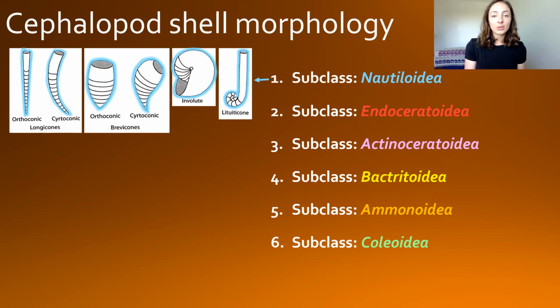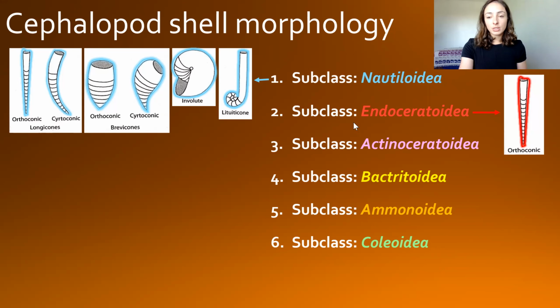Both straight, or orthoconic, and slightly curved, or cyrtoconic, shell morphologies can be classified in 2 different ways, and these include longicones and brevicones, and this just depends on basically the width of the shell. The brevicones are a little bit wider, as we can see. And then there's also coiled nautiloids, such as lituiticones, which are only coiled a little bit and then straight throughout the rest of the shell, and involute planispiral forms of nautiloids, which are common forms today. And as we'll see later, the ammonoids share similarities with this planispiral type of shell morphology.